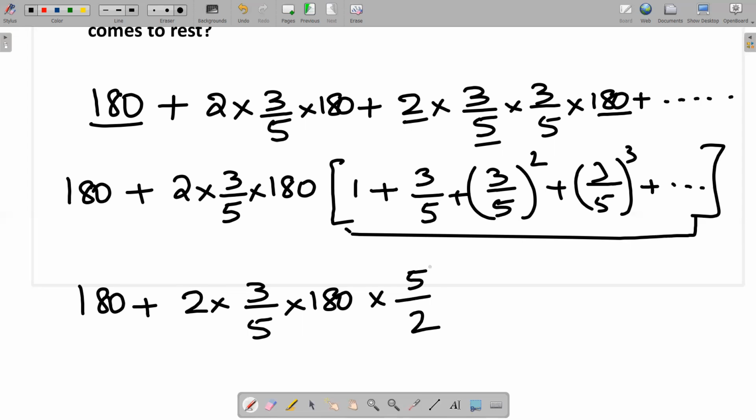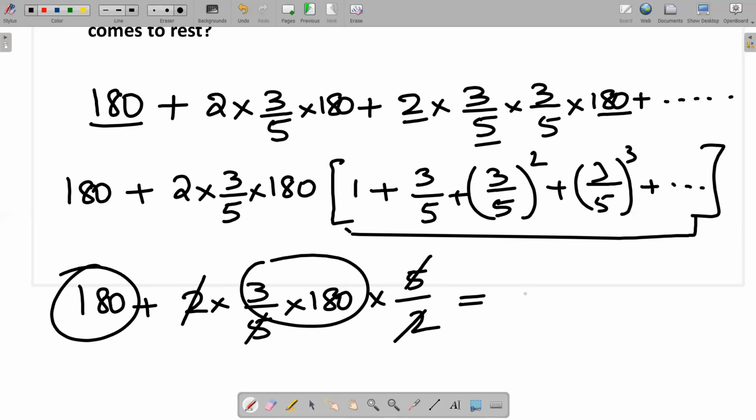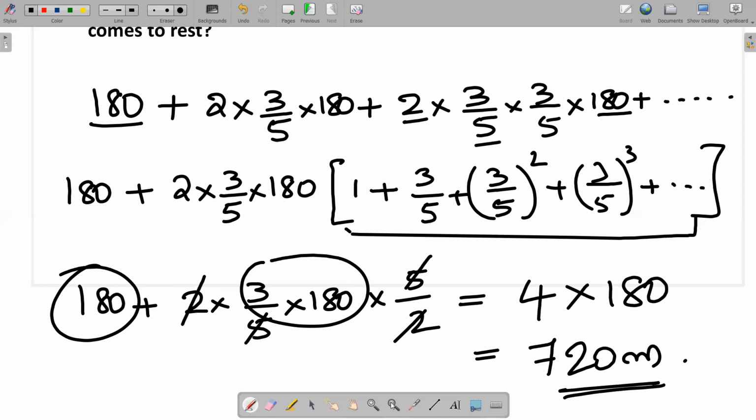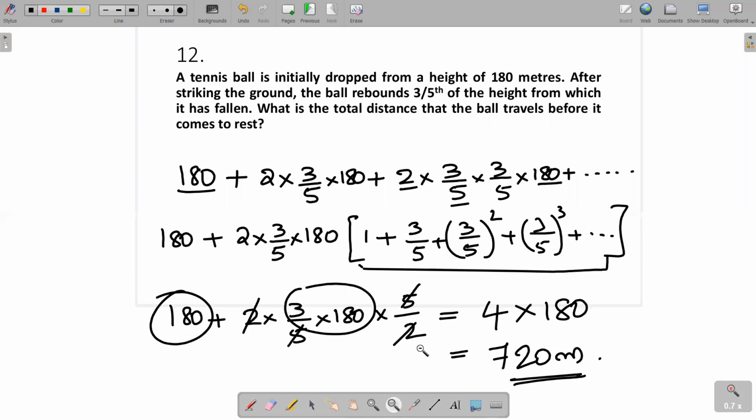Now I can cancel this 5 here, and I can cancel this 2 also. What remains is 180 plus 3 into 180, that is 4 into 180, which is 720. So this ball continues to move 720 meters before it comes to rest. So for this 12th question, the answer is 720 meters.